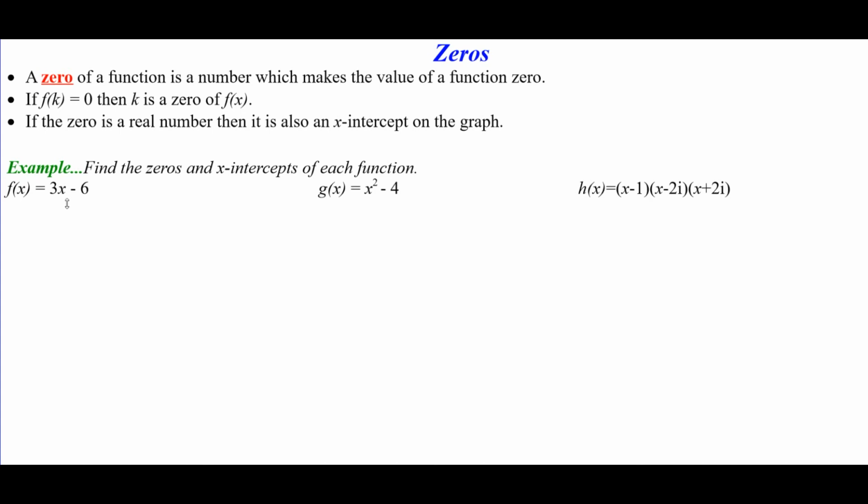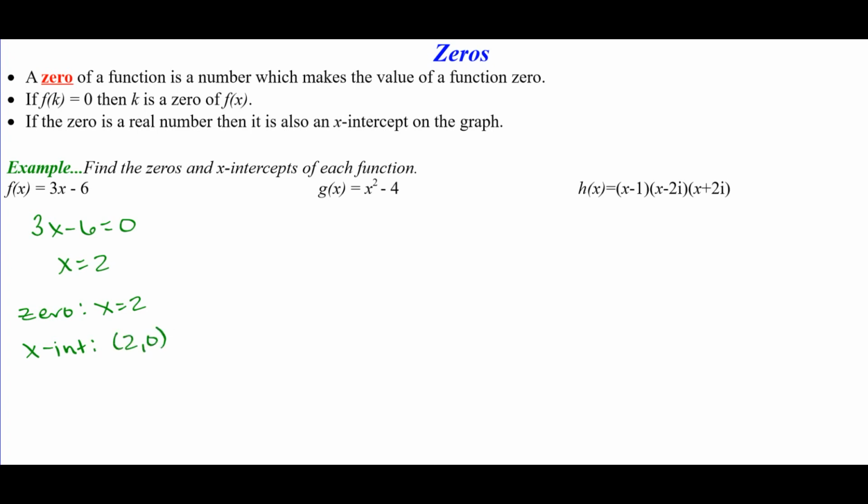So looking at our first example here, this is just a linear function, 3x minus 6, so I'm just going to set that equal to 0, and when I solve that, I'm going to get x equal 2. So that means I have a 0 at x equal 2. Since that's a real number, that's also an x-intercept, so then I have an x-intercept at the point (2, 0).